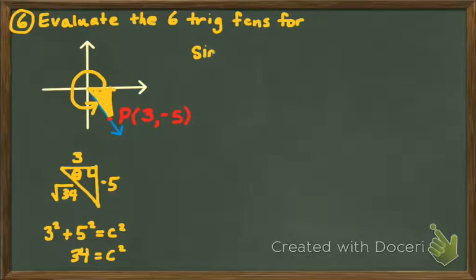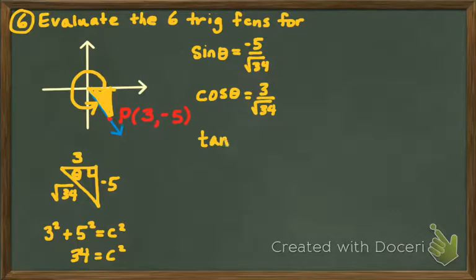So we start with sine, and the sine of theta is opposite over hypotenuse, and the opposite would be -5. The hypotenuse would be the square root of 34. The cosine is adjacent over hypotenuse, so we would put 3 over the square root of 34. And then the tangent is opposite over adjacent, and the opposite is -5, the adjacent is 3, and then we write their reciprocal relationships beside them, and the reciprocal of sine is cosecant theta.